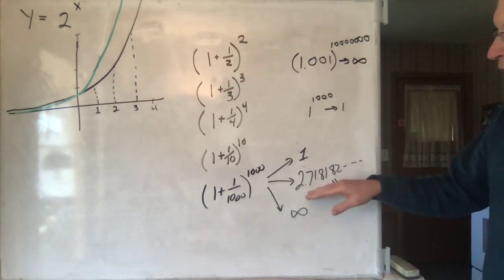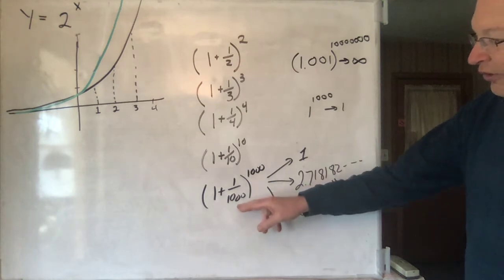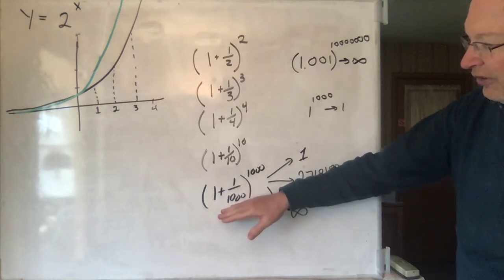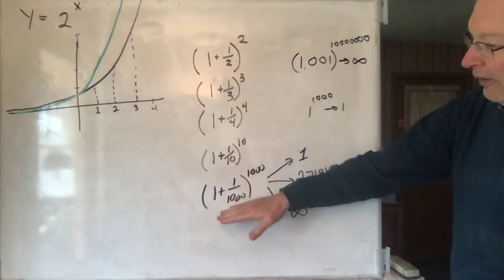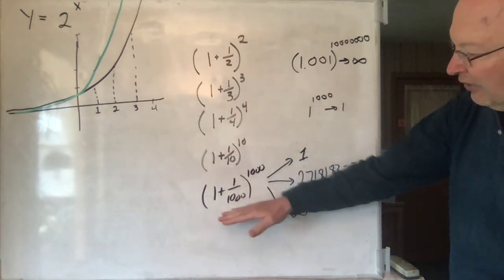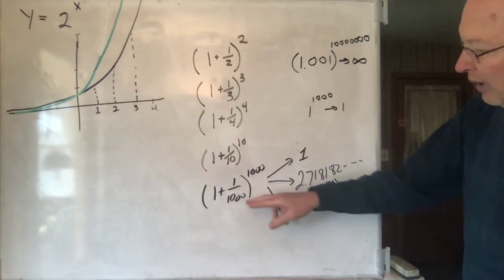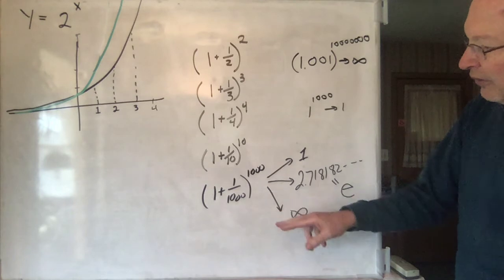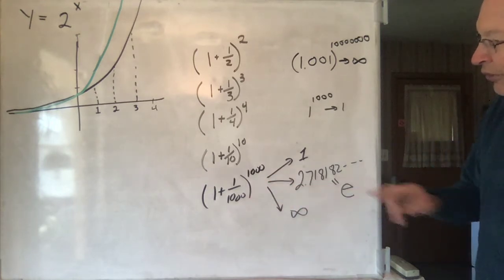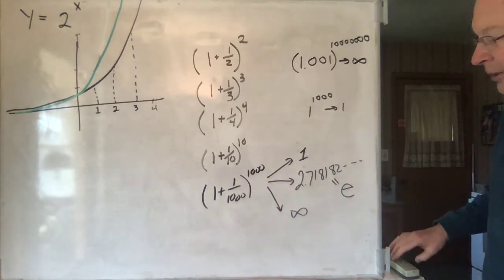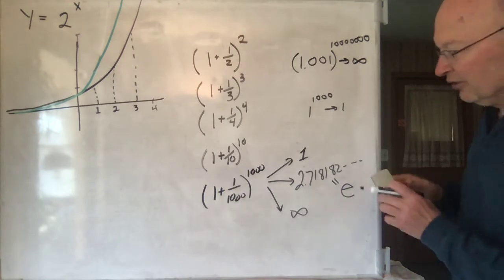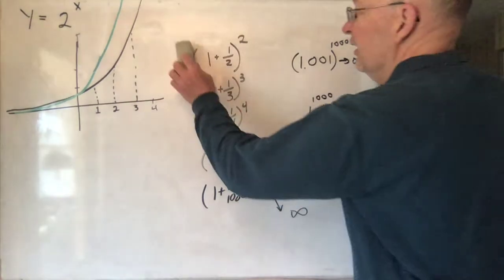So e stands for this unique number, which this sequence of numbers goes to as you put in larger and larger values here. Okay, so it goes to the number e. I'll just let you know right now, just by way of completeness.